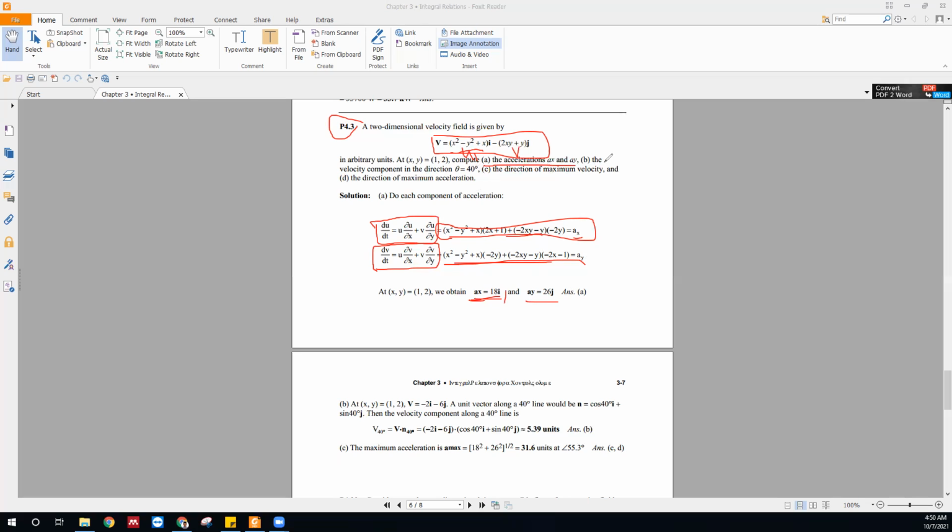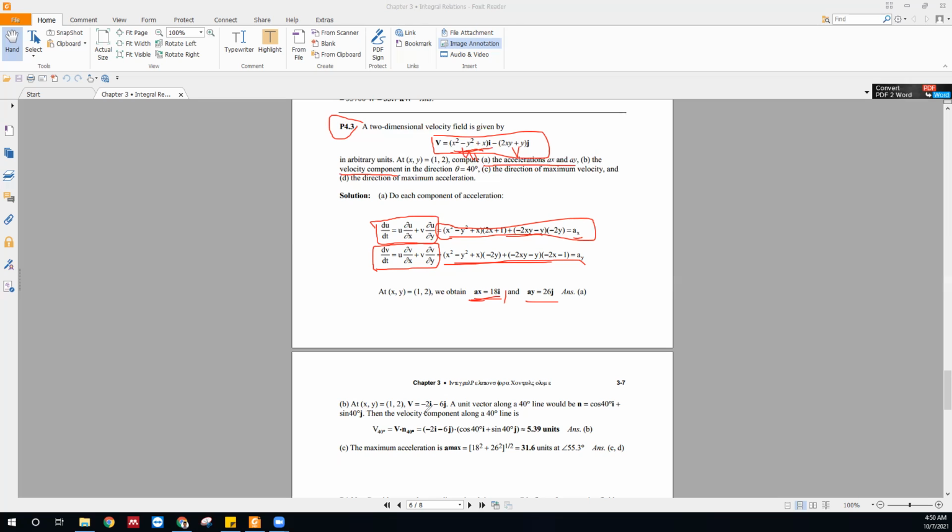Now for question number B, it says the velocity component in direction theta equals 40 degrees. So now we need to calculate the velocity component in direction theta equals 40 degrees. For part B, at x equals 1, y equals 2, the v from this equation can be calculated like this. You put 1 − 4 + 1, right? So that means −2i, and similarly, if you put x equals 1, y equals 2, you should get −6j.